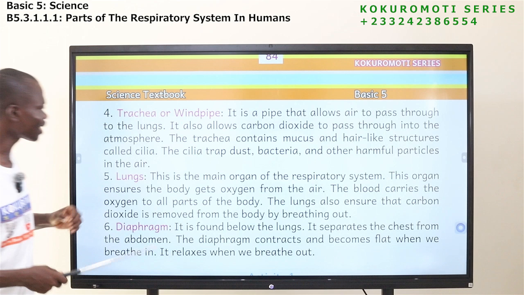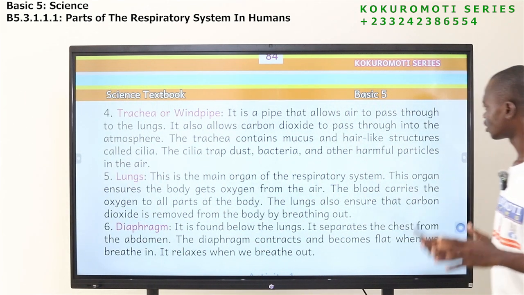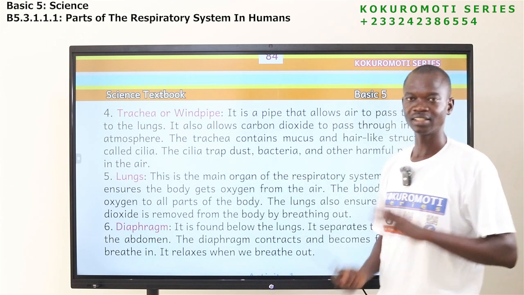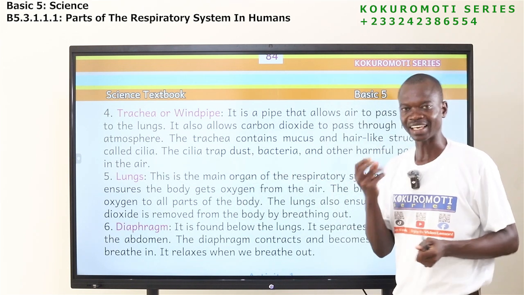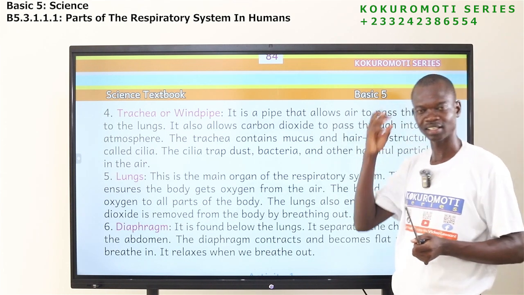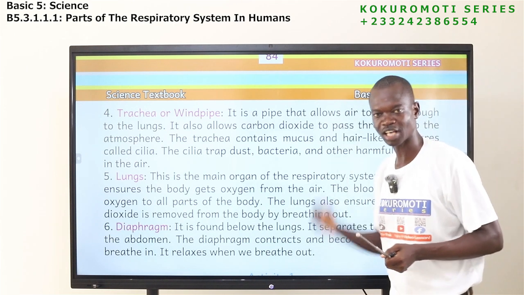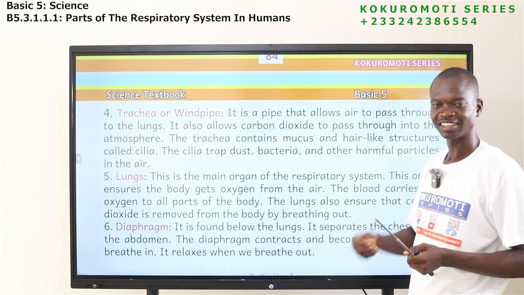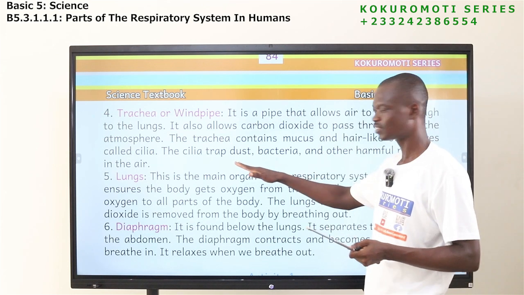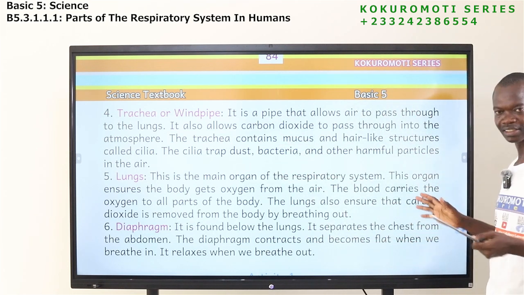Okay, so inside the trachea there is something called mucus or hair-like structure, which is called cilia. This cilia has something like hair. It also sieves or traps the air that we breathe. It traps it to remove dust, bacteria, and other harmful particles.